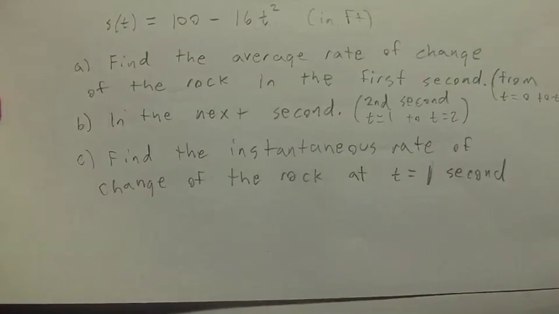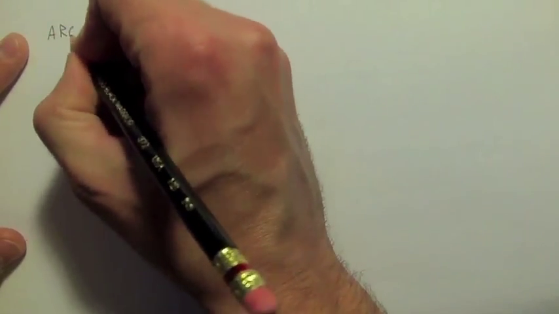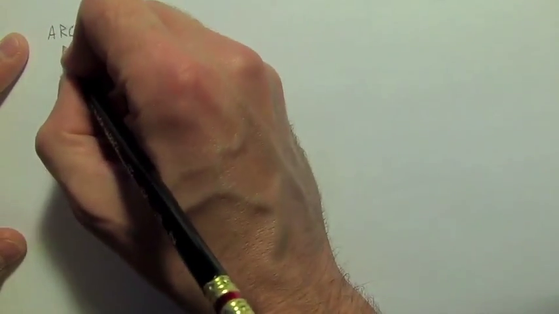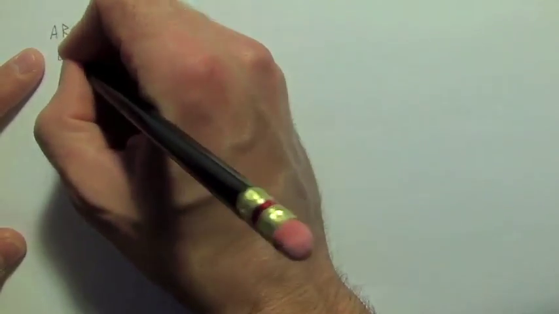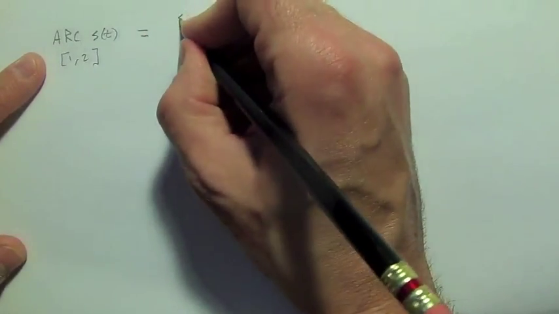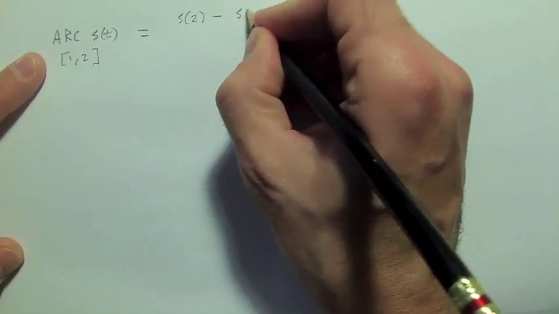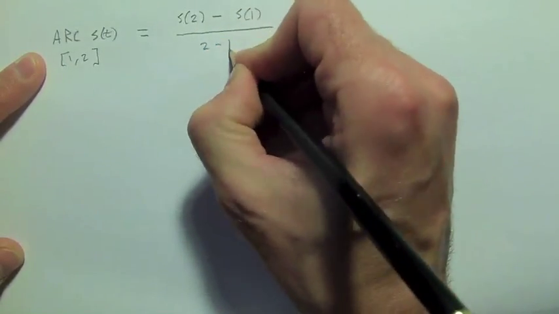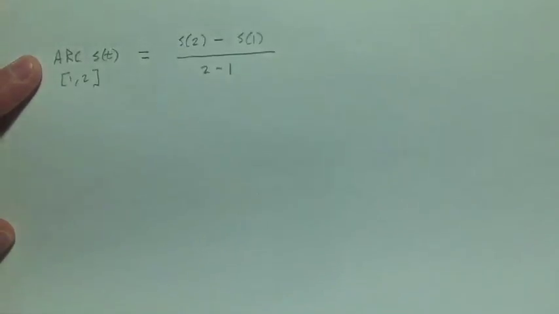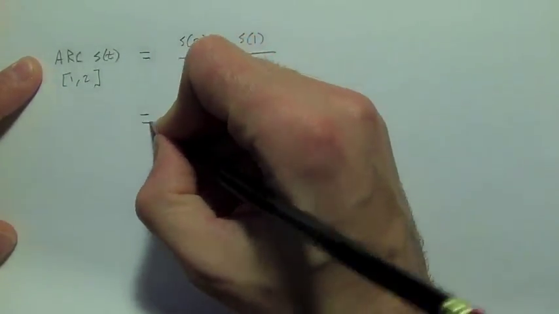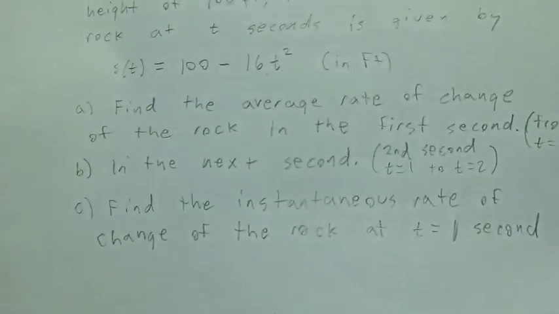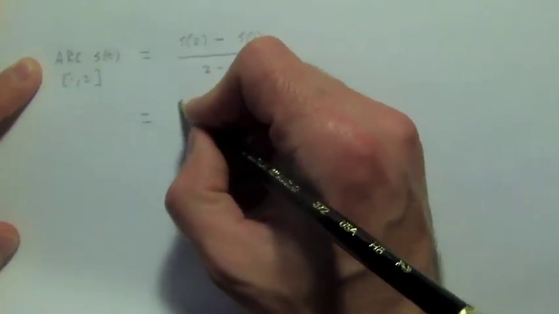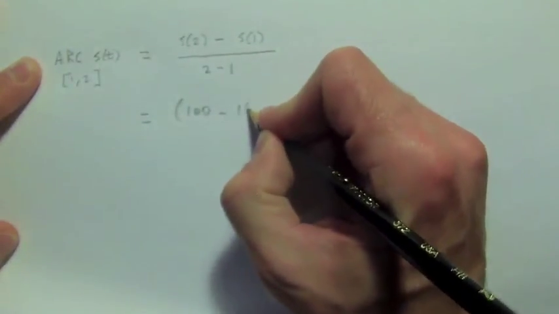All right, let's look at part B. That's in the second. That's always fun to say. But now it's going to be the average rate of change of s of t from t equals 1 to 2. So that's going to be s of 2 minus s of 1 all over 2 minus 1. When we calculate that out, remember s is 100 minus 16t squared. So this will be 100 minus 16t squared.